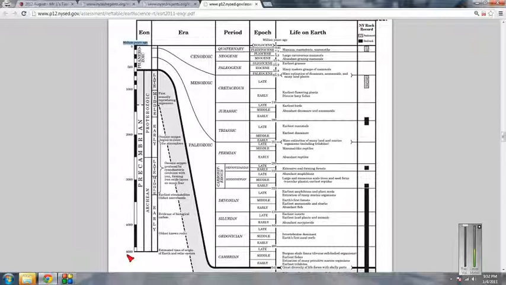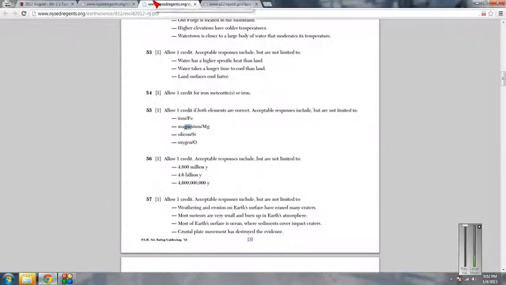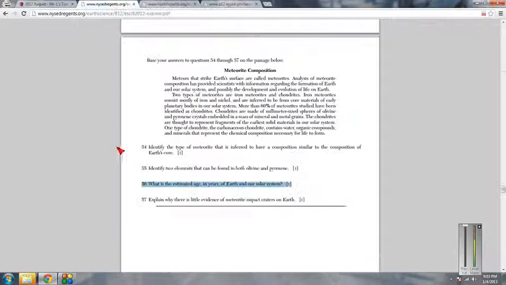But 4,600 million years is also considered 4.6 billion years. So if you put 4,600 million years ago, that's fine. I typically would write it this way, or 4.6 times 10 to the ninth, I think, or you can use this. So any of those are acceptable. I think that's something that's probably even common knowledge now, and hopefully you guys know that. Number 57.